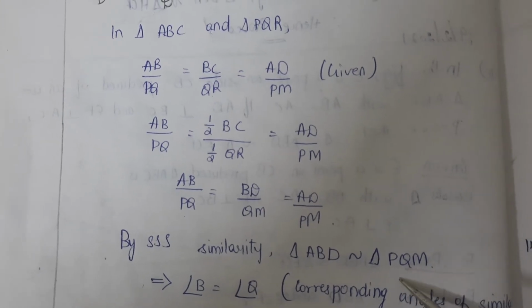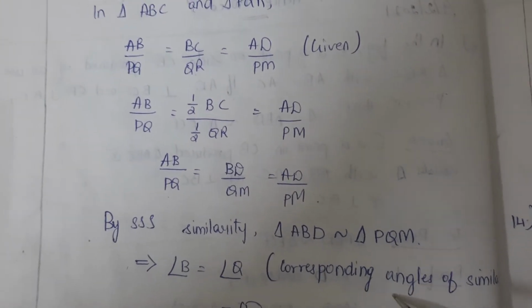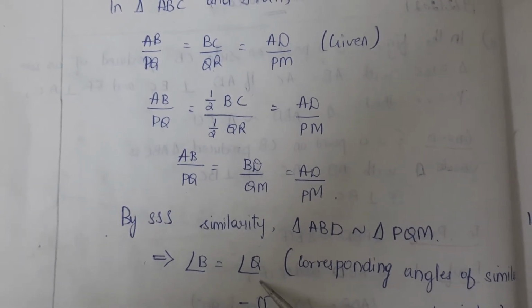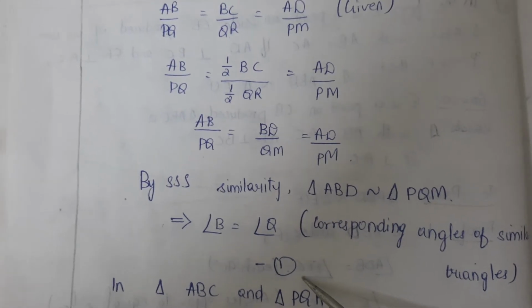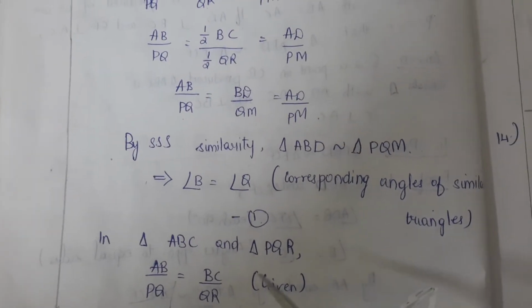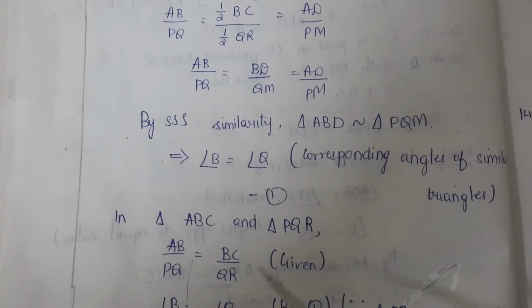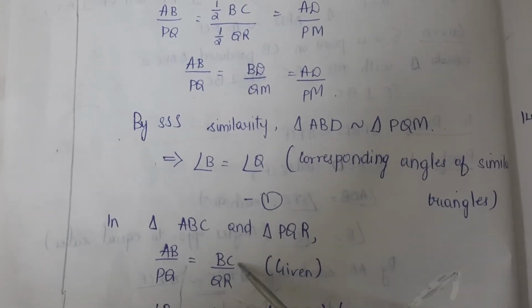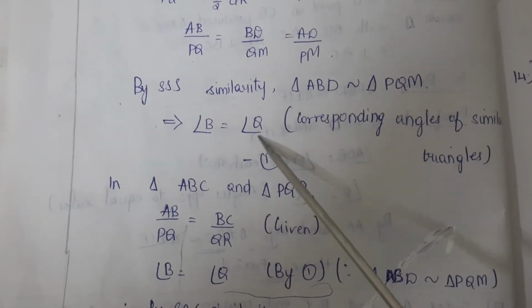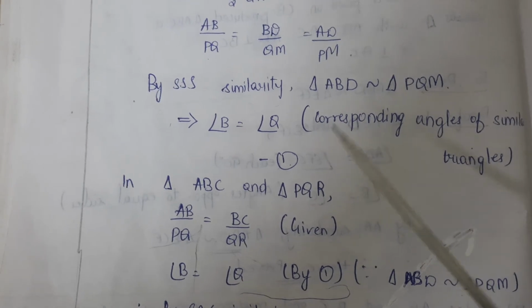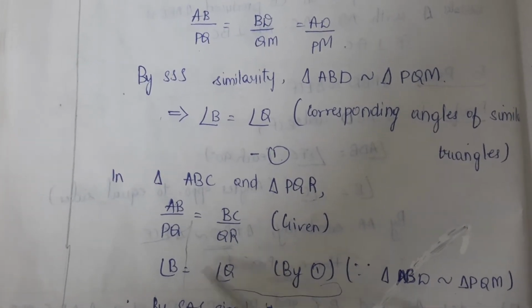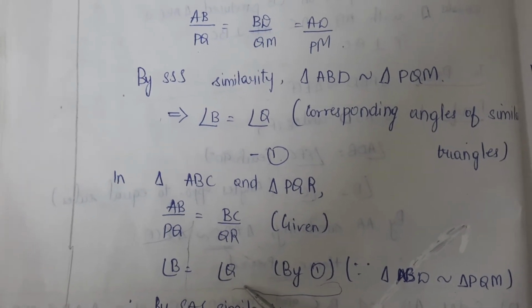Now since they are similar, the corresponding angles of the similar triangles are also equal. So angle B will be equal to angle Q. Now take this as the first equation. Then you take the whole triangles ABC and PQR. From the given information we know AB by PQ is equal to BC by QR. It is given there. Now angle B is equal to angle Q we have proved from this one. So from 1 we know this is equal. So we know the sides are in proportion and angle B is also equal.